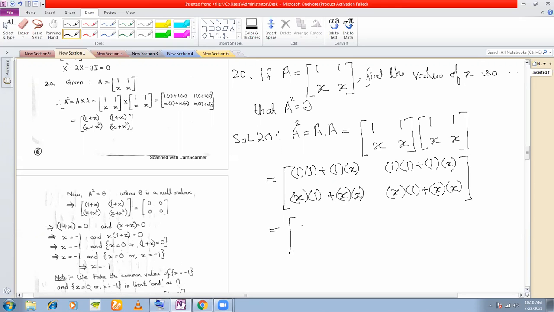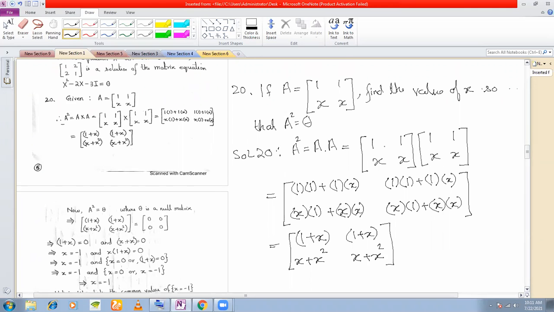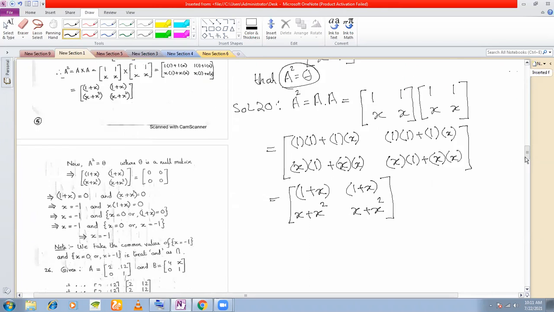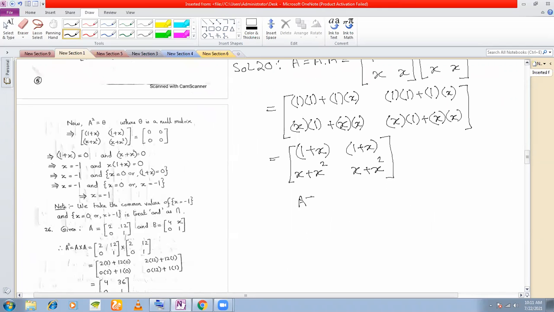So you get here 1 plus x. Here you get 1 plus x. Here you get x plus x square. And here you get x plus x square. You've got the value of A square. Now, what should be the value of x? The value of x should be such that A square is equal to null matrix. So that means, according to the problem, A square is equal to null matrix.